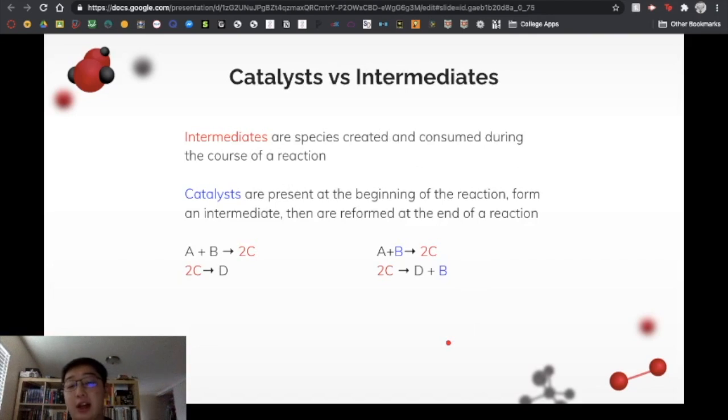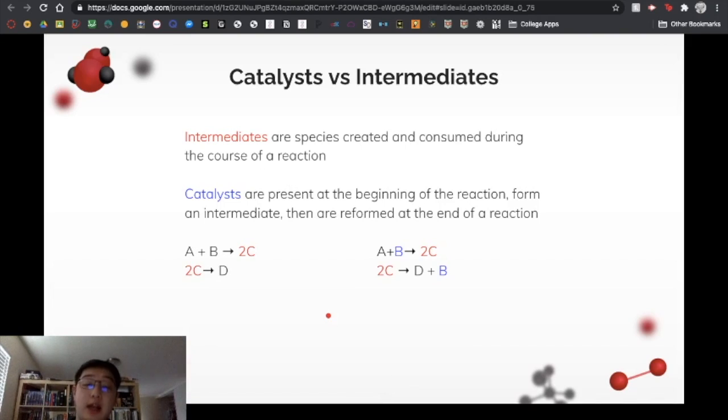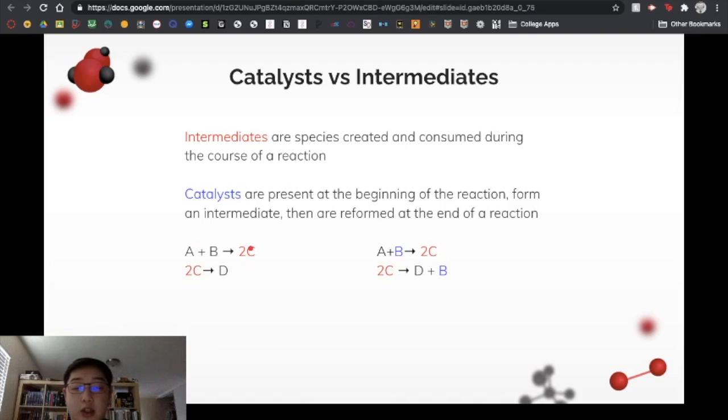A very common thing that you're asked to do in both AP Chemistry and Chem Olympiad is differentiate between catalysts and intermediates. Intermediates are species created and consumed during the course of a reaction in a reaction mechanism, and catalysts are present at the beginning of the reaction, form an intermediate, and then they're reformed at the end of the reaction. You can see here what that will look like. For intermediates, like the 2C here, it's just consumed during the reaction, you never see it again. For catalysts, they're on the outer parts of the reaction, where you have the catalyst at the beginning and the catalyst at the end, and that's very important because again, catalysts are never consumed or destroyed in a reaction.